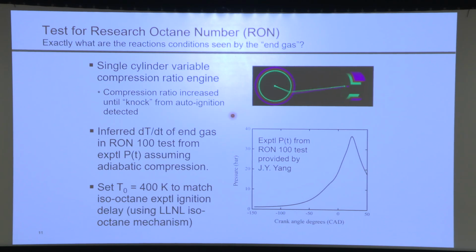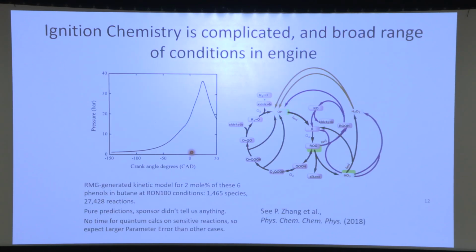And fortunately, J.Y. Yang at Berkeley had a real engine, and he gave us the real pressure trace of what it is in a gasoline engine, in the exact engine that's used to do the octane test. So then we knew the real pressure, and we can infer the temperature of what's happening because we can see the pressure trace. So then we could simulate that. So then we tried to simulate the ignition, and we found out, whoa, it's really complicated.